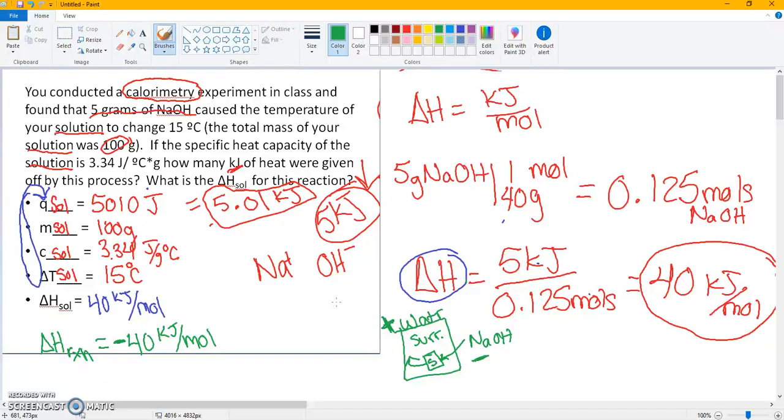So therefore, the only thing that changes when somebody asks you about a solution versus a reaction, or a system versus the surroundings, is just the sign. One is negative and one is positive.